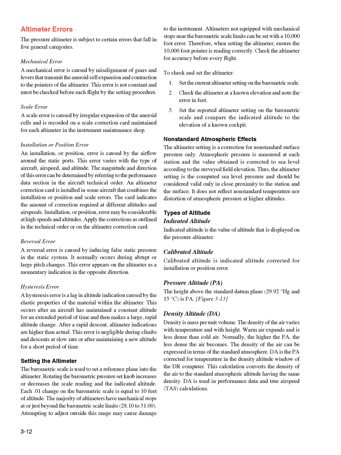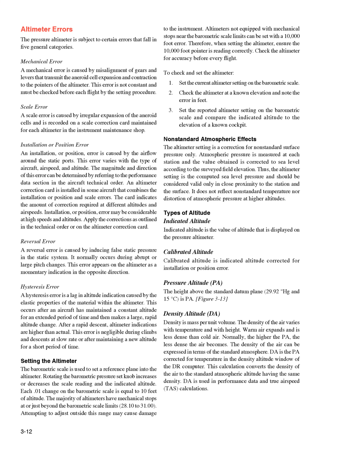To check and set the altimeter: 1. Set the current altimeter setting on the barometric scale. 2. Check the altimeter at a known elevation and note the error in feet. 3. Set the reported altimeter setting on the barometric scale and compare the indicated altitude to the elevation of a known cockpit.